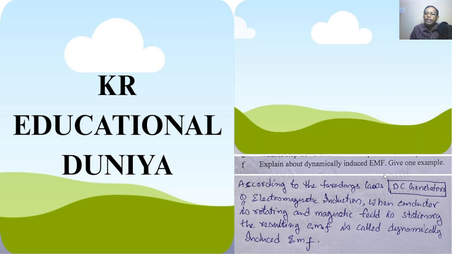Explain about dynamically induced EMF. Give an example. Okay. Here, according to Faraday's laws of electromagnetic induction, this question also comes under DC generators or DC machines. So in that unit, I am telling about the answer. According to Faraday's laws of electromagnetic induction, when the conductor is rotating and the magnetic field is stationary, the resulting EMF is called dynamically induced EMF.